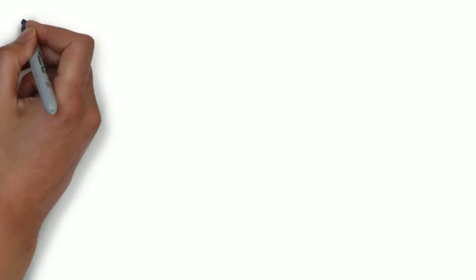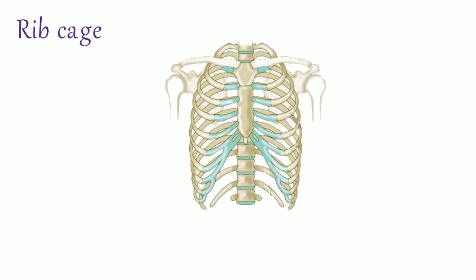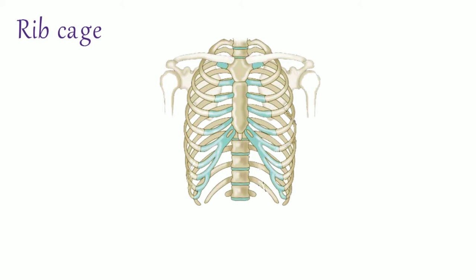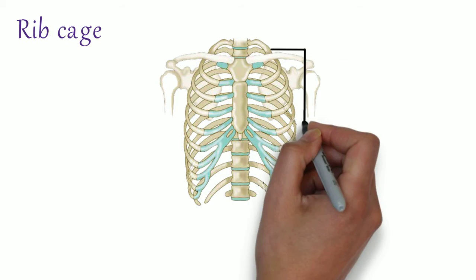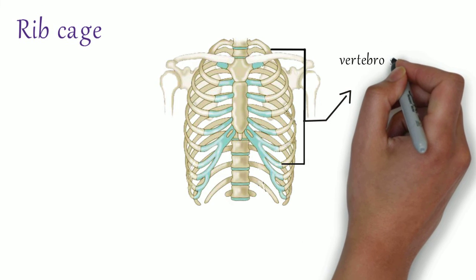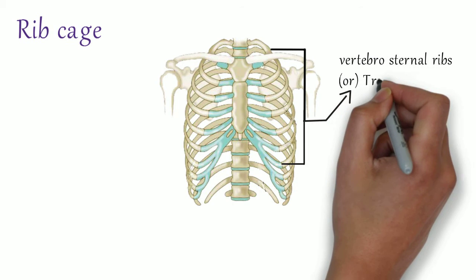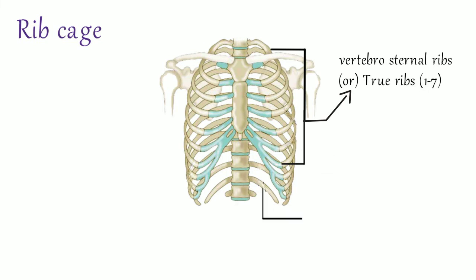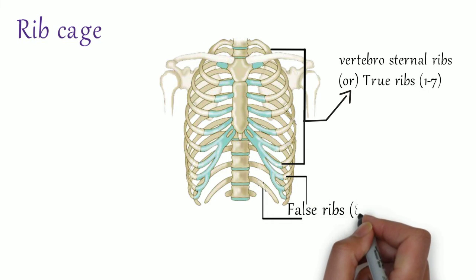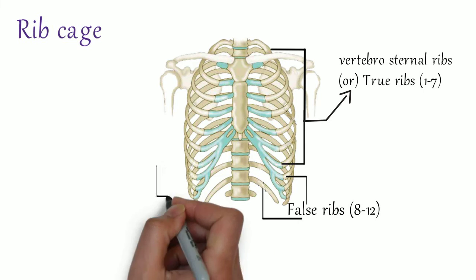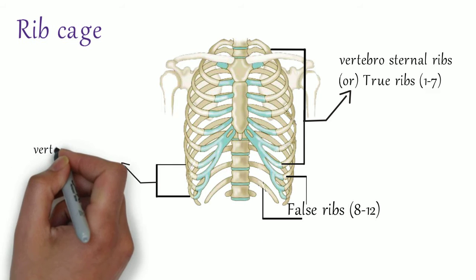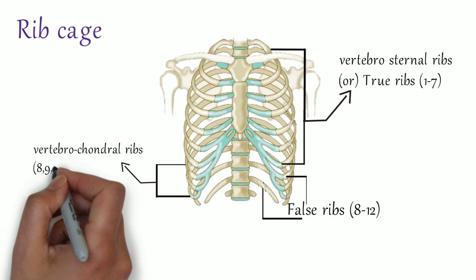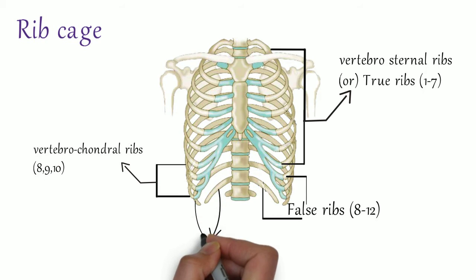Now let's discuss the rib cage. It is the bony and cartilaginous structure which surrounds the thoracic cavity. There are 12 pairs of ribs, which are divided into true ribs and false ribs. Upper 7 pairs of ribs are known as true ribs or vertebrosternal ribs. The remaining 5 pairs of ribs, from 8 to 12, are false ribs. In these false ribs, 8, 9, 10 ribs are joined to the next higher cartilage, known as vertebrochondral ribs. Anterior ends of 11 and 12 ribs are free, so called floating ribs.